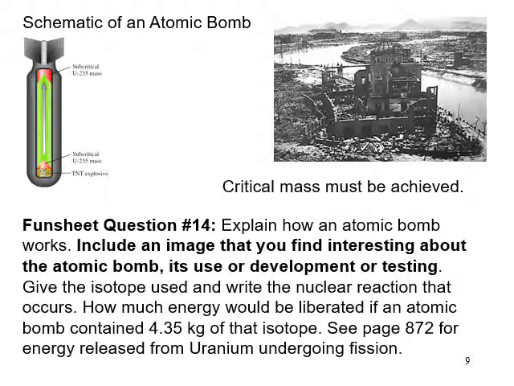So for your question number 14 on the discussion, I'm asking you to explain how an atomic bomb works, just in your own words, in a couple sentences, and include an image that you find interesting. It can be an image like one of these things up here, and it's used in development or testing. Talk about the isotope that's used, hint, hint, right? We see it right up here, and write the nuclear reaction that occurs during that explosion. And then do a quick calculation: how much energy would be liberated if an atomic bomb contained this much of that isotope? I pointed you to page 872 for energy released from uranium undergoing fission.